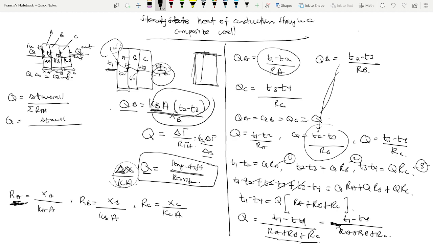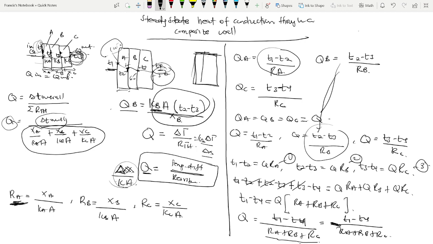That is going to give us change in T overall all over XA over KA times A plus XB over KB times A plus XC over KC times A. So this is the overall summation of all our thermal resistances, and this is Q, and our overall change in temperature becomes the very highest one, which is at this point, and then the least one at this point. So this becomes our quantity of heat.